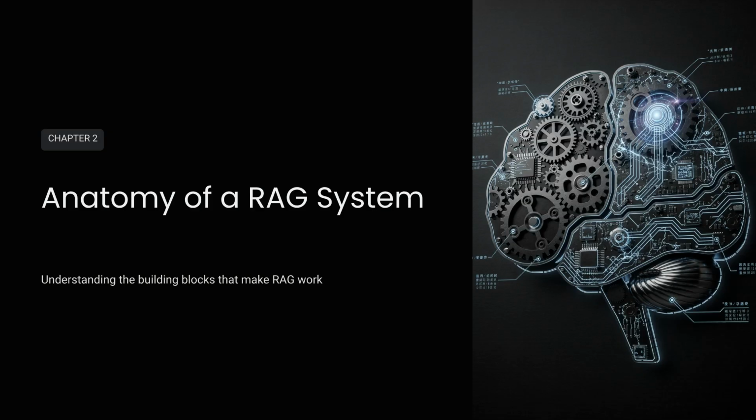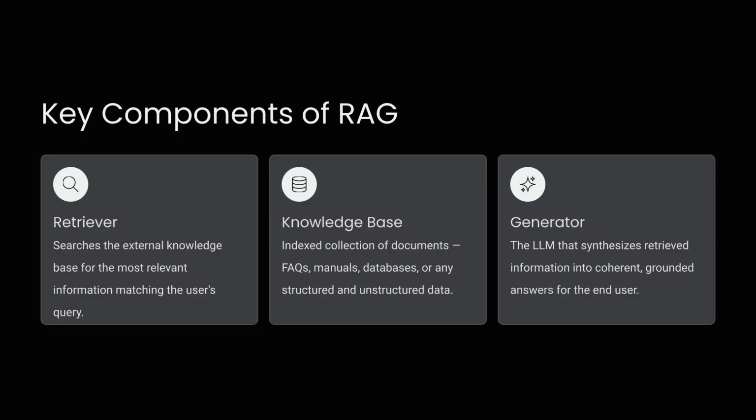In Chapter 2, we will examine the anatomy of a RAG system and the essential building blocks that make it functional. The 3 key components of RAG are the retriever, which searches the knowledge base itself, an indexed collection of documents, and the generator, the LLM that synthesizes the retrieved data into a coherent answer.